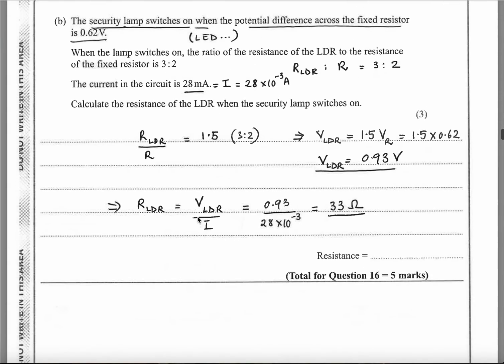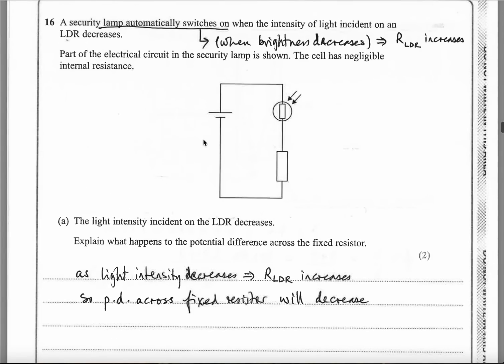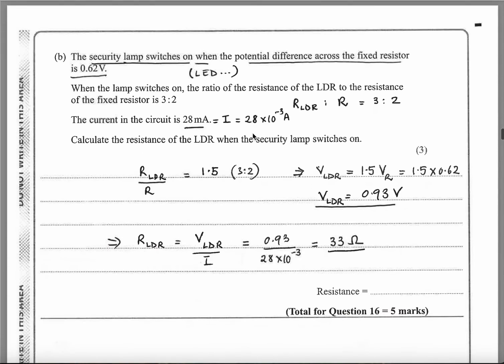Part B. It says the security lamp switches on when the PD across the fixed resistor is 0.62 volts, okay? So remember, the fixed resistor will get 0.62 volts. That means the rest of the battery's EMF will go to the LDR at that point. The reason they put 0.62 volts is because normally that's when a diode switches on, and if you have a light emitting diode, that would be your security lamp switching on.